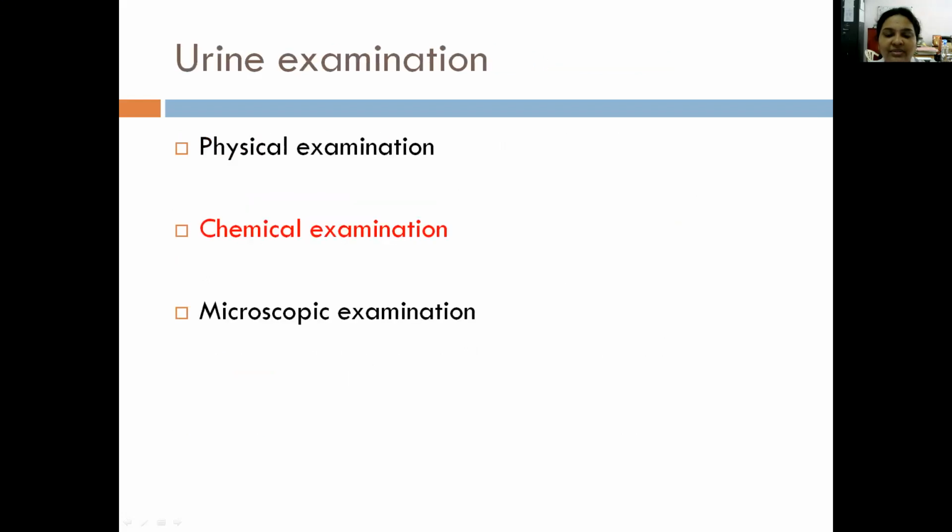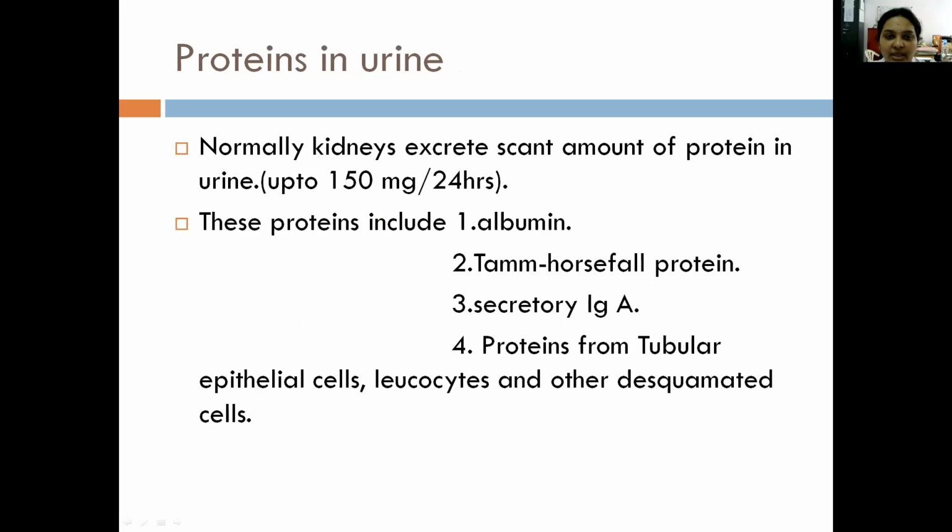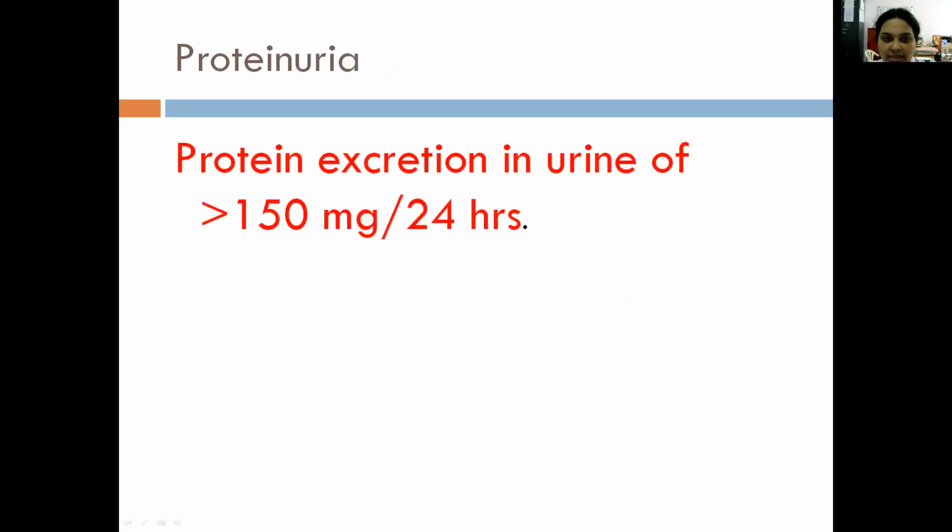So in urine examination, physical examination has been previously covered. Now we will be covering the chemical examination. Under the chemical examination, we will be seeing in detail regarding the protein and ketone bodies. So, proteins in urine. Normally the kidneys excrete a scant amount of protein in urine, which is up to 150 mg per 24 hours. What are all the proteins which can be excreted in urine? This includes albumin, Tamm-Horsfall protein, secretory IgA, and some proteins from tubular epithelial cells, leukocytes, and other desquamated cells.